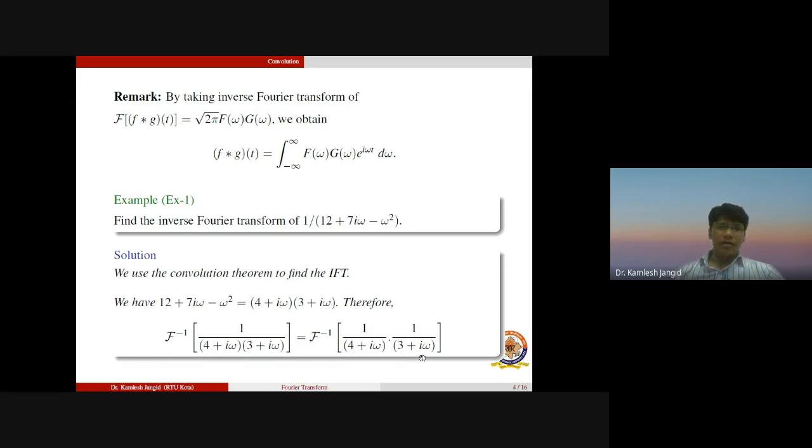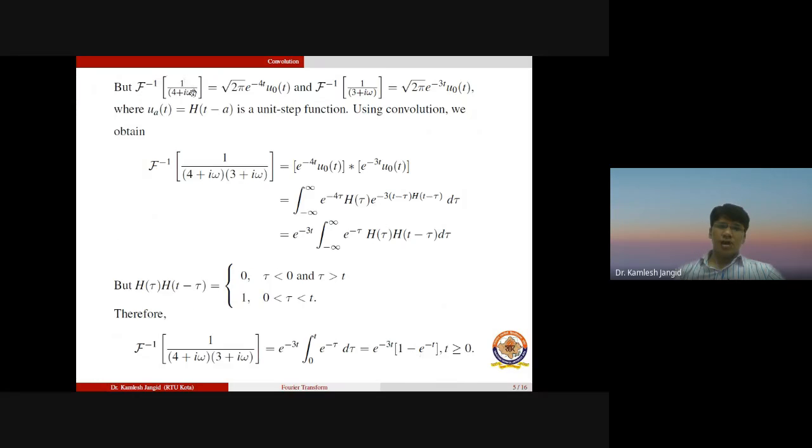But we know that the inverse Fourier transformation of 1 upon 4 plus iota omega equals square root of 2 pi times e raised to the power minus 4t u naught t. This can be evaluated using the simple definition of the inverse Fourier transformation. Similarly, the inverse Fourier transformation of 1 upon 3 plus iota omega is equal to square root of 2 pi times e raised to the power minus 3t u naught t, where u naught t is the unit step function with discontinuity at t equals 0.